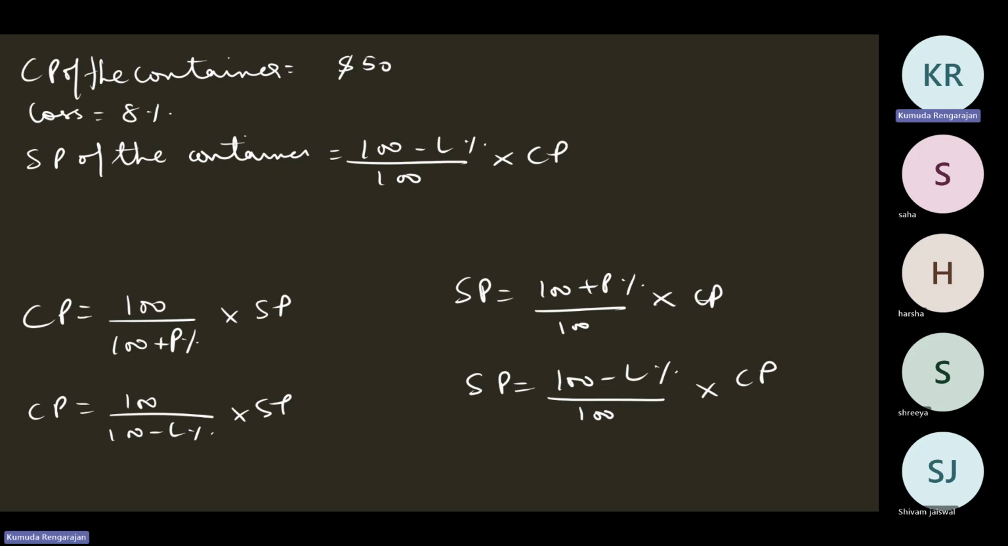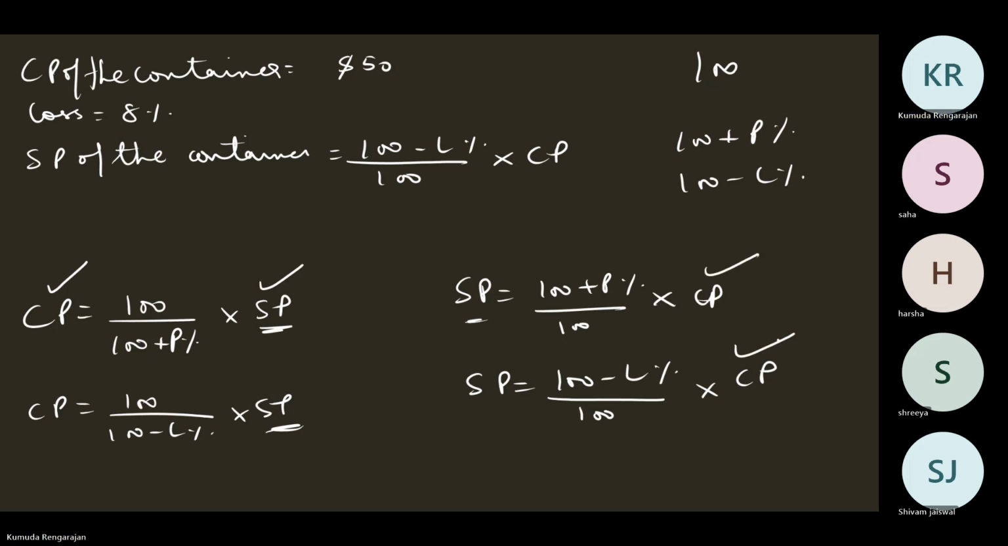So it is always 100 plus profit percent or 100 minus loss percent. The fraction is always made up of that, with 100. It is always into SP or CP. If you're finding CP, it will be into SP. If you're finding SP, it will be into CP.